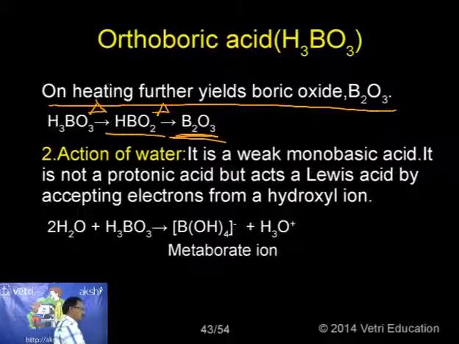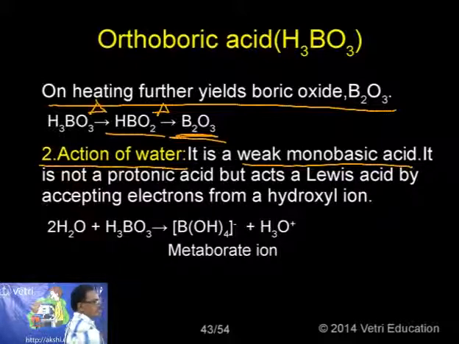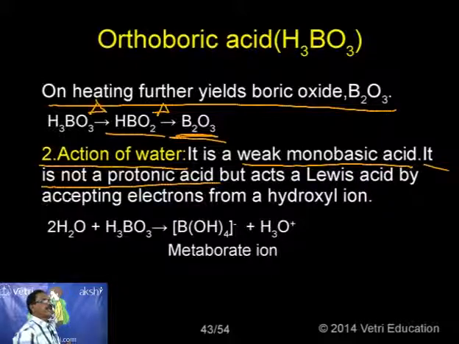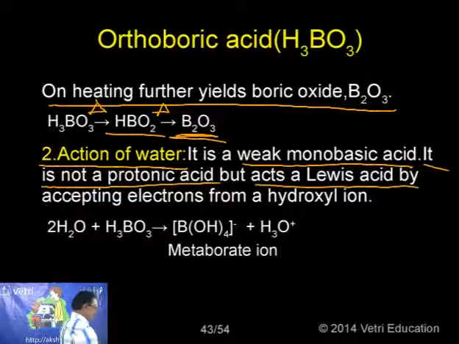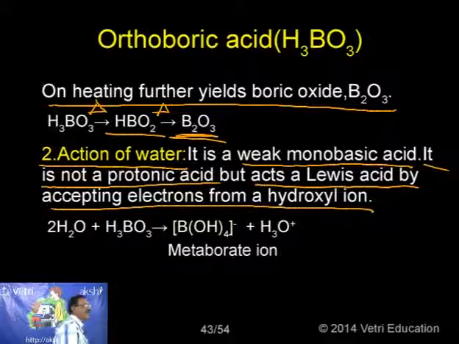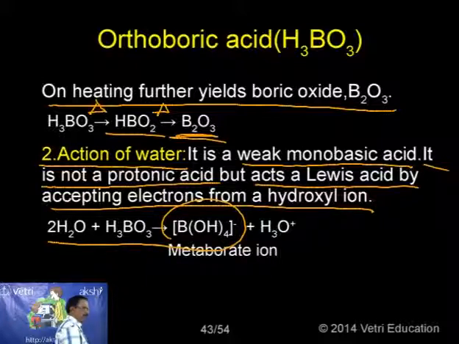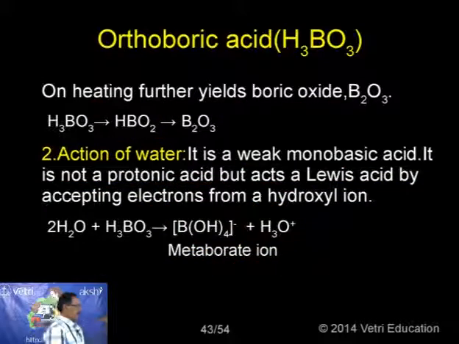Coming to the action of water. What happens when you treat orthoboric acid with water? It is a weak monobasic acid, but it is not a protonic acid, as there is no replaceable hydrogen. But it acts as a Lewis acid by accepting an electron pair from a hydroxyl ion. So 2H2O plus H3BO3 gives B(OH)4 minus and H3O plus. This is the metaborate ion.